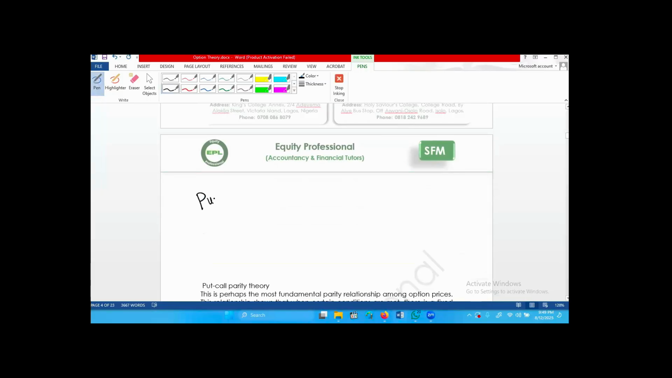Put option payoff. PT is equal to the maximum of 0, exercise price minus ST, where E, the exercise price, is 125 naira. ST is the asset price at maturity.